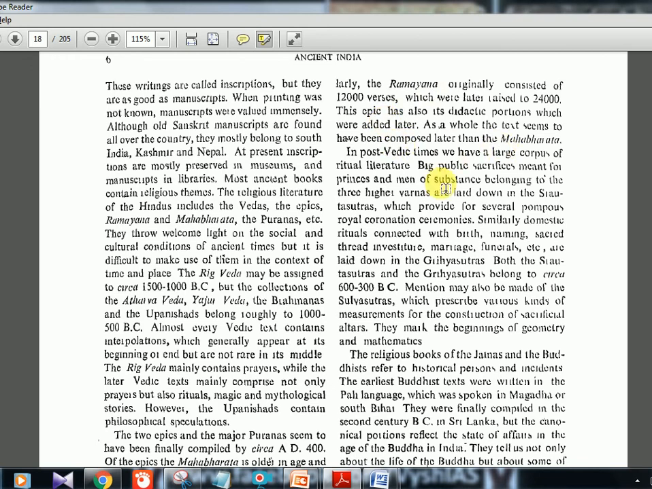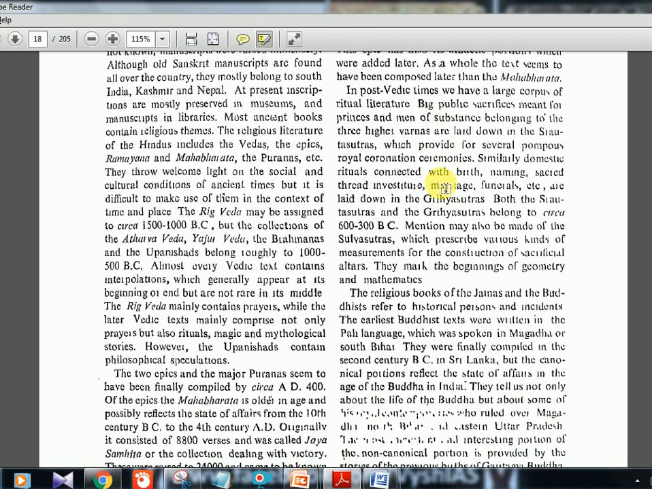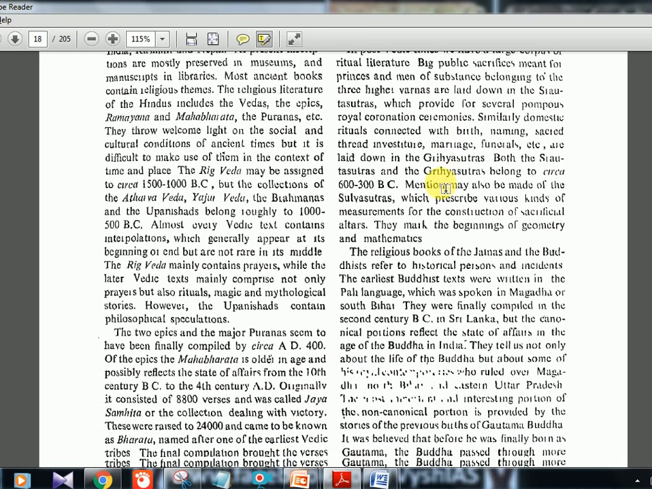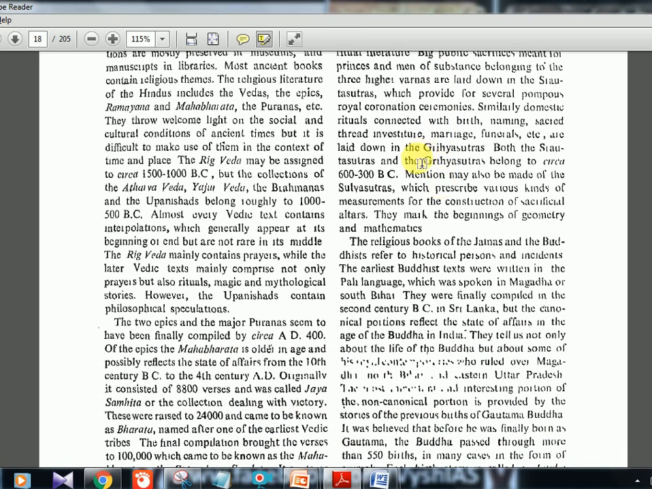Now the post-Vedic time, again a lot of sacrifices, and the Varna system will come. Then two terms I have to teach you here: one is Grihya Sutras and another is Sulva Sutras. Grihya Sutra is the collection containing domestic rituals, like the birth, the marriage, funerals, death, all those things. That is there in the Grihya Sutras.